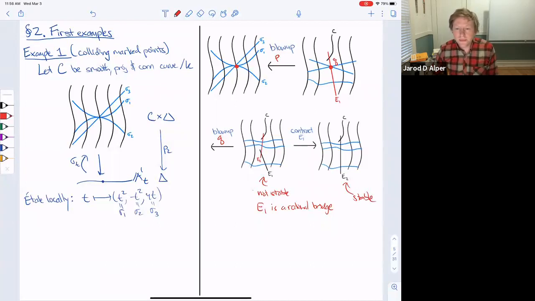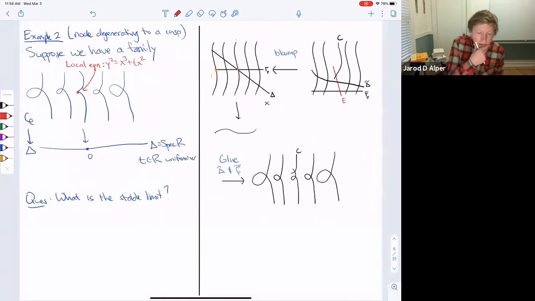Okay. So in our next example, we're going to consider the degeneration of a node to a cusp. So let's suppose we have a family like this, where I have a family of nodal curves. And let's assume that the generic fiber is a stable nodal curve, but in the central fiber I have a cusp.